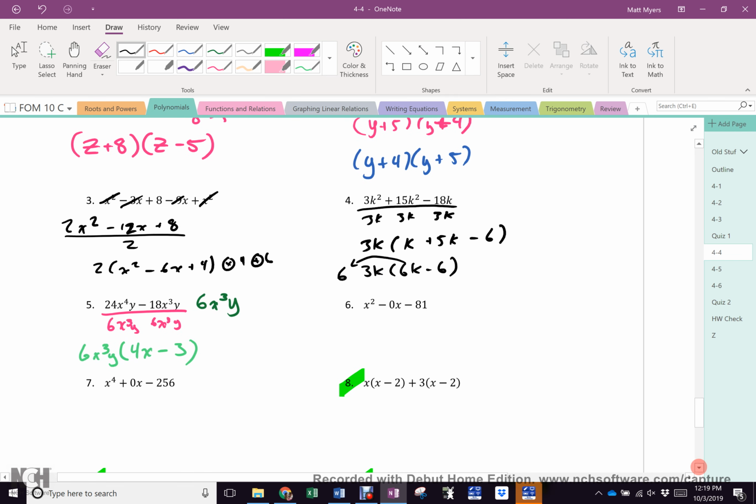And then number 6 is we just did a bunch of them. I need to multiply to negative 81 and add to what? 0. What is it? 9 and negative 9. X plus 9, x minus 9. And then this one. Now this one's tricky. It's similar, except instead of x squared, I have x to the 4th. So what is my first one going to be here? X squared and x squared, right? And then what's this going to be? Plus 16 and minus 16, right?